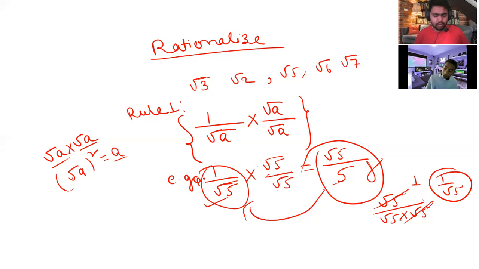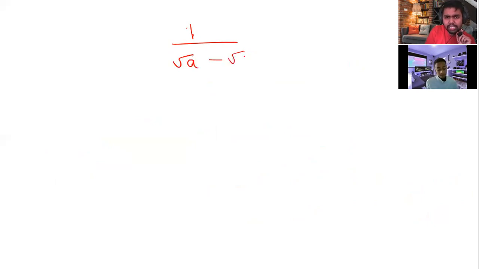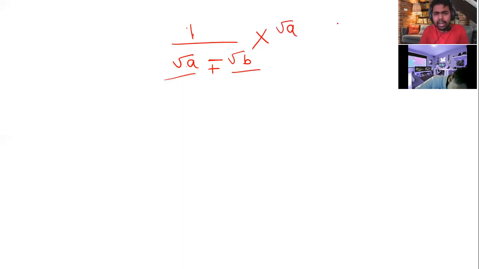Okay, now rule number 2. Try to understand. If I have something like root a minus root b, like this, or I could have a plus b, if there are two terms with minus sign or plus sign, then to rationalize these kinds of things, we are again going to multiply with the same thing. If there is root a and root b, I will multiply by root a and root b, right?